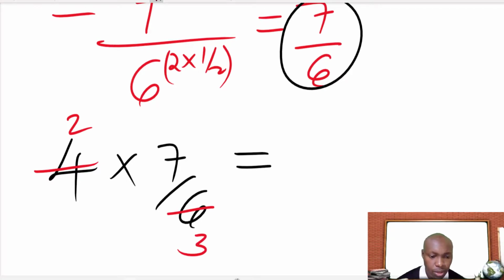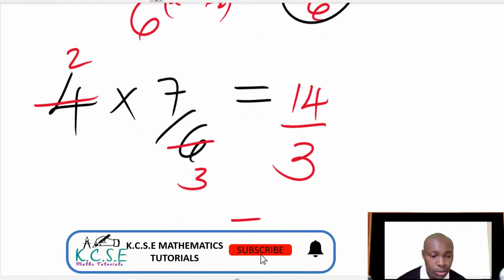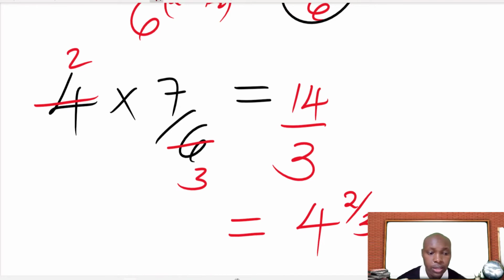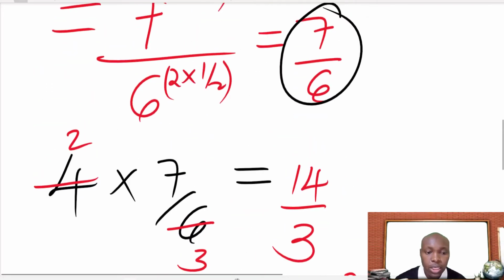So this will give 14 divided by 3, which gives 4 and 2 thirds as our final solution. And that is how you're supposed to solve that question on indices.